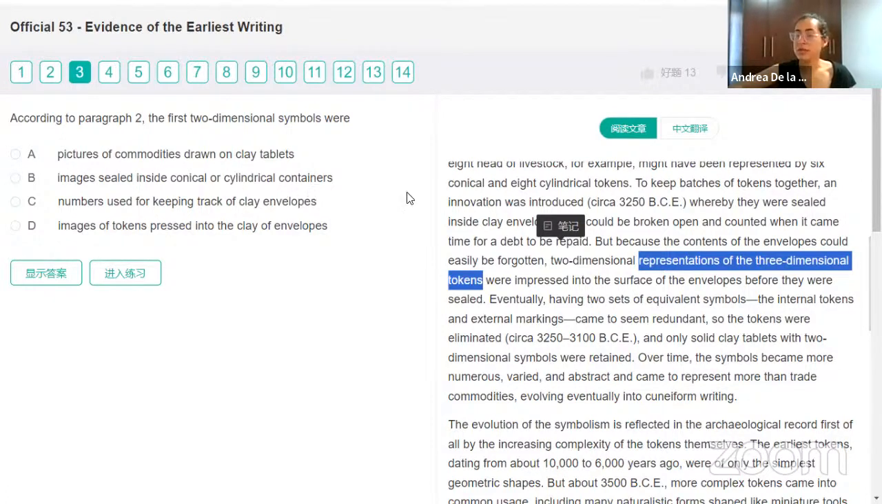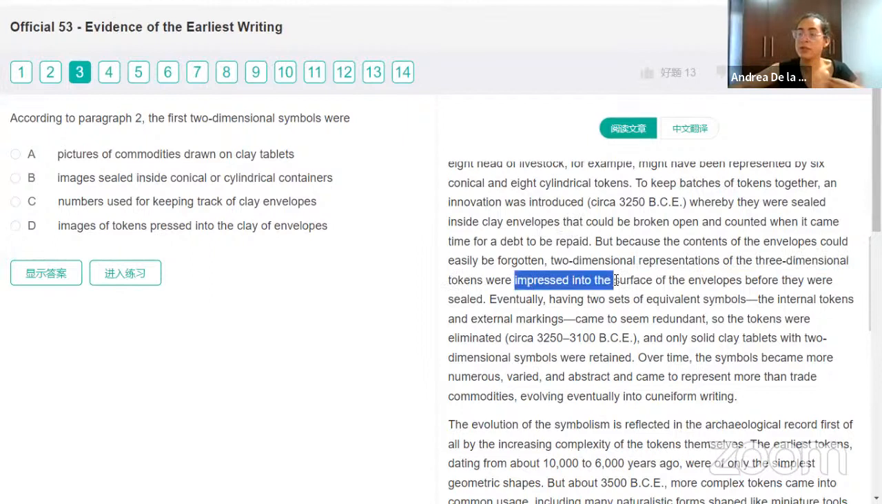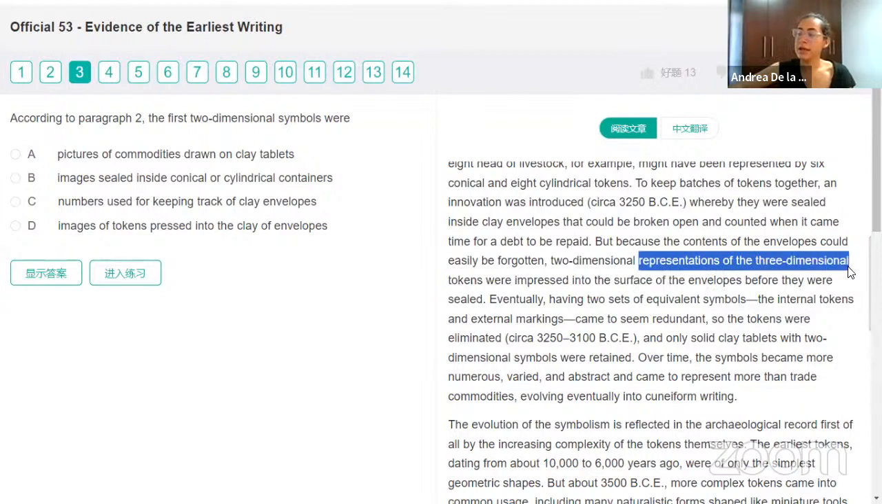Images sealed inside conical or cylindrical containers. Nada que ver, ¿no? Nos dice que no estaban dentro, sino estaban fuera. Era two-dimensional representations impressed into the surface of the envelopes. Entonces eran impresas fuera de los sobres. Numbers used for keeping track of clay envelopes. Tampoco nos dice nada de números, ¿no? Nos dice que eran representaciones de las fichas tridimensionales en la superficie de los sobres. Y tampoco nos dice que era para mantener un registro de los sobres, sino de las fichas, ¿verdad?